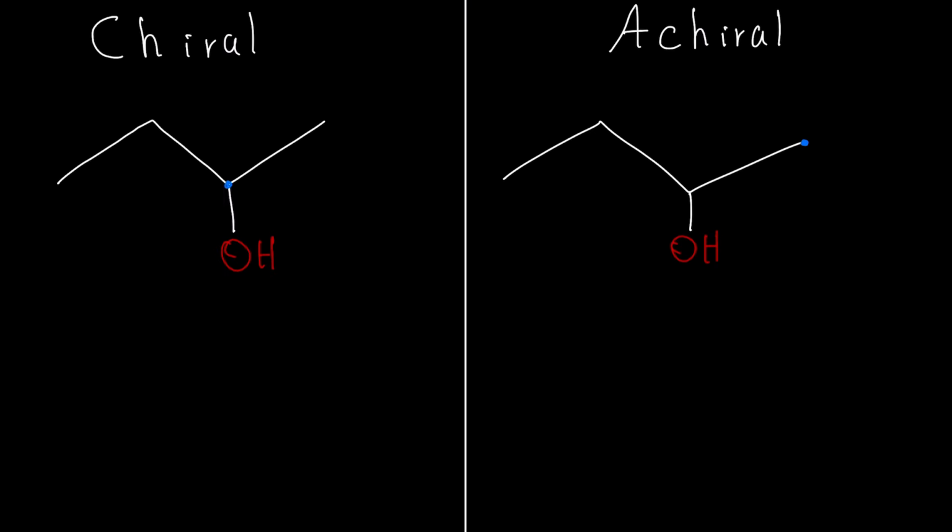In this video, we're going to talk about the difference between a chiral carbon and an achiral carbon. So on the left side, I've drawn a structure, and it's the same structure as the one on the right. However, we're focusing on this particular carbon. So this particular carbon right here is chiral. Now, why is that? Let's examine it and analyze it more deeply.